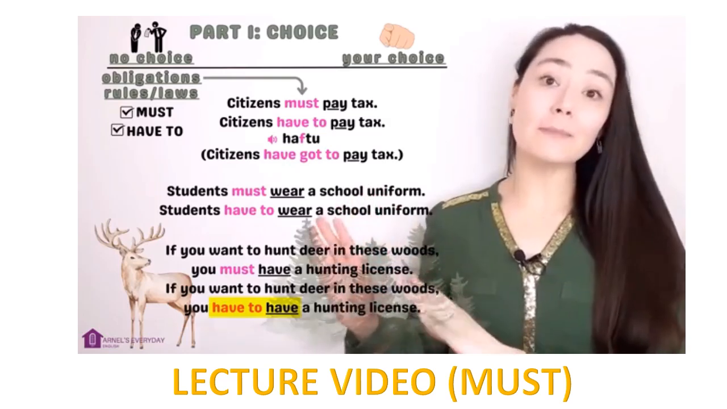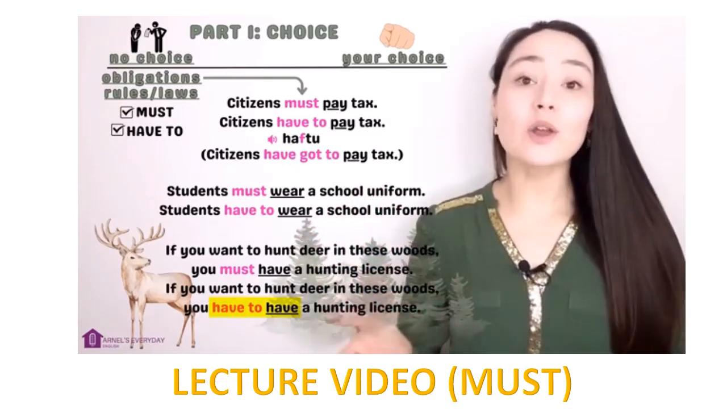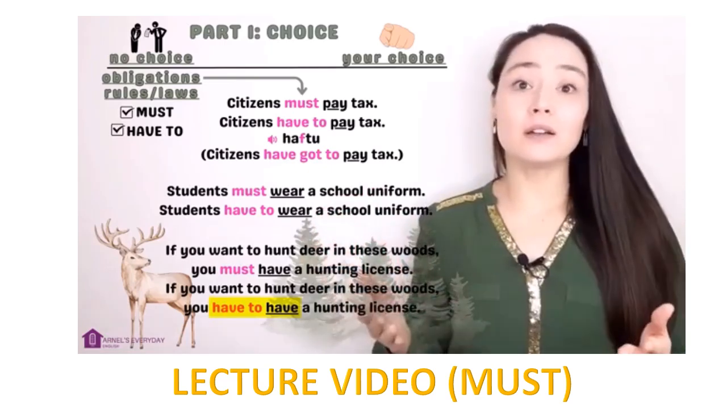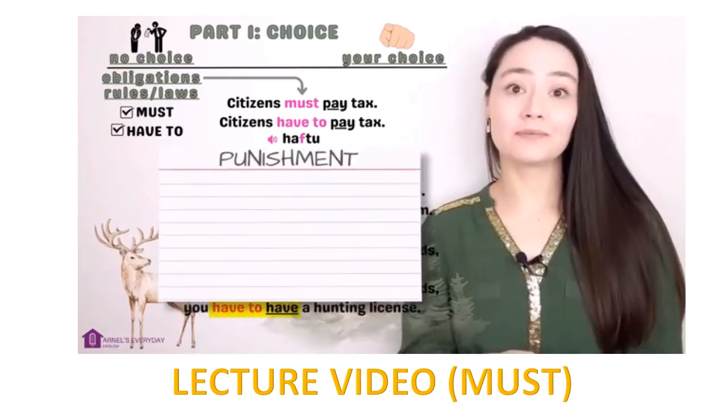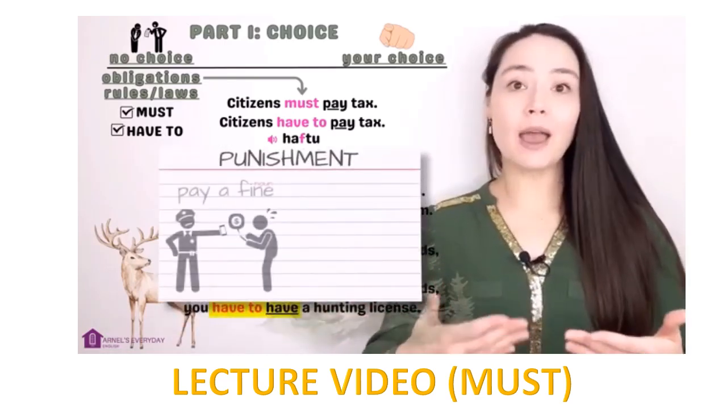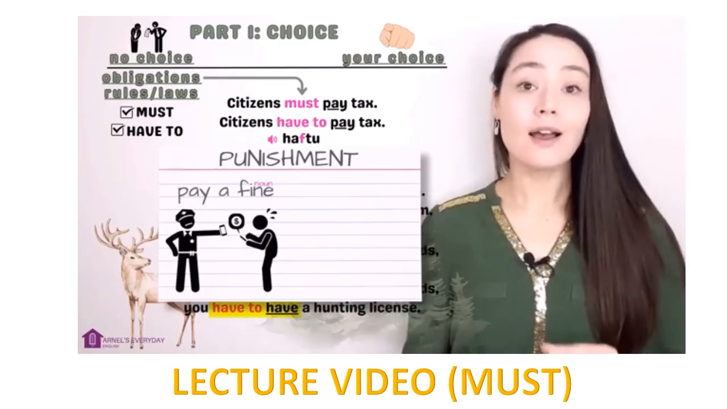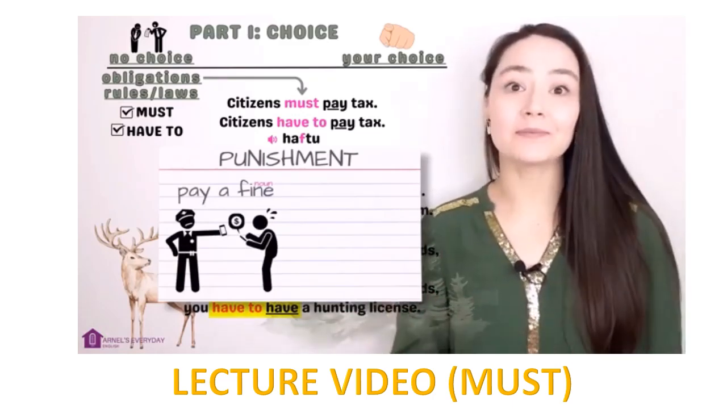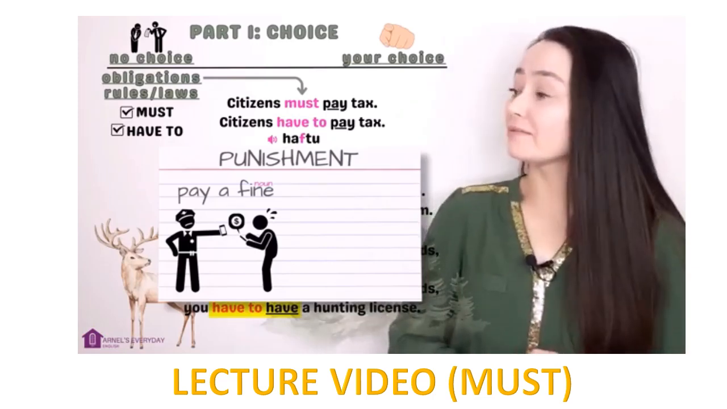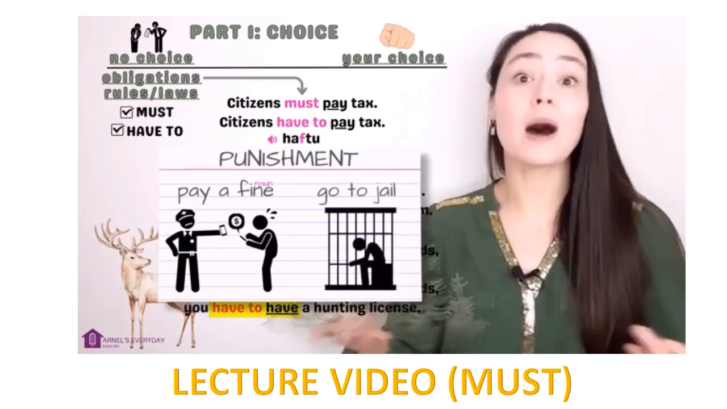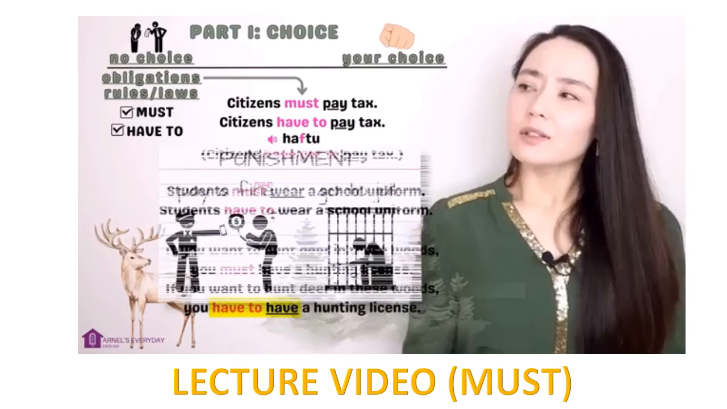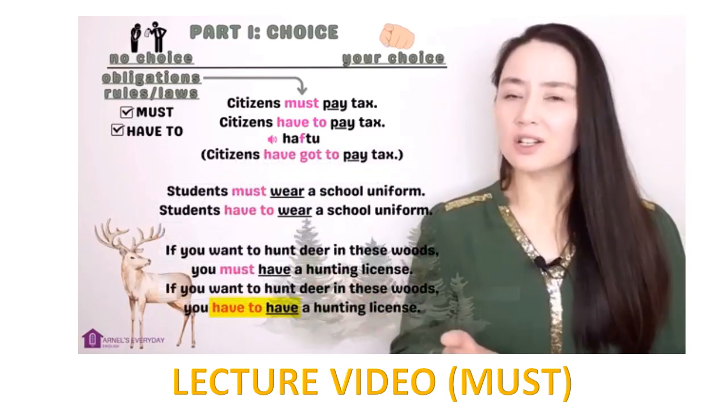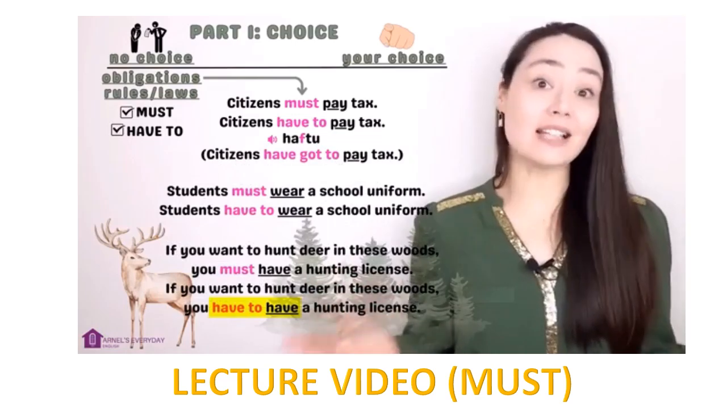With all of my examples so far, you can see there's no choice. If you don't do these things, there will be a punishment. You might need to pay a fine. A fine is money you need to pay. It's a penalty. Or maybe you might go to jail. Those are punishments. Okay, so if we can use these verbs in the same way, are there no differences? Are they exactly the same?